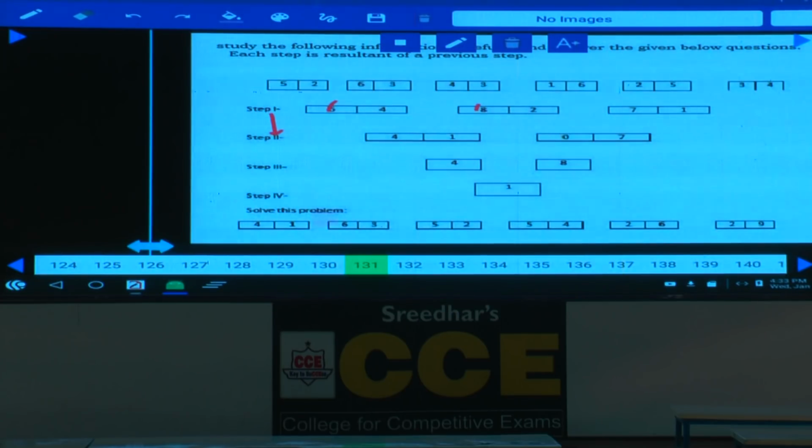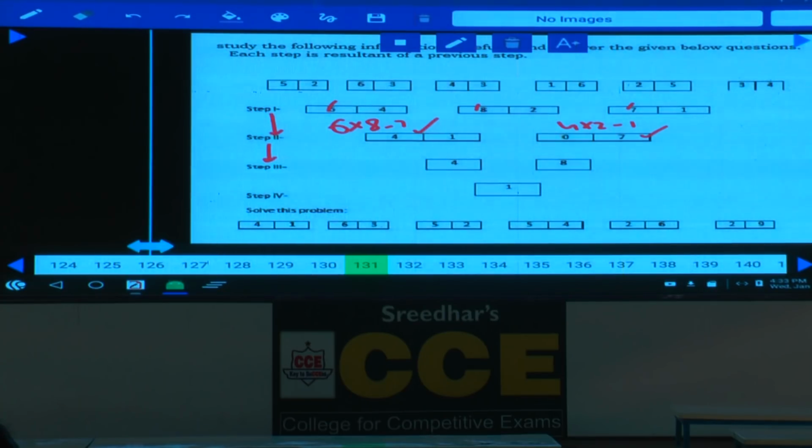Now 6, 8 and 7 are the three numbers. 6 into 8 is how much? 48 minus 7, 41. And next numbers 4, 2 and 1. 4 into 2, 8 minus 1. The product of the first two numbers is taken and the last number is subtracted from it. This is 7. 7 can be written as 0, 7. This is how we got step 2 with the help of step 1. Then step 2 to step 3. Tell me what is the logic here?